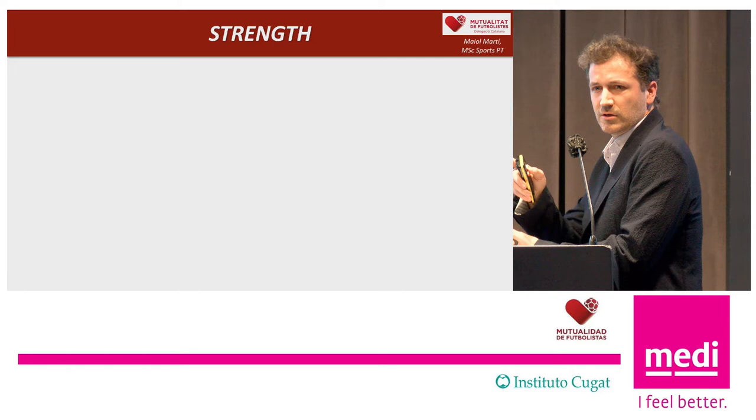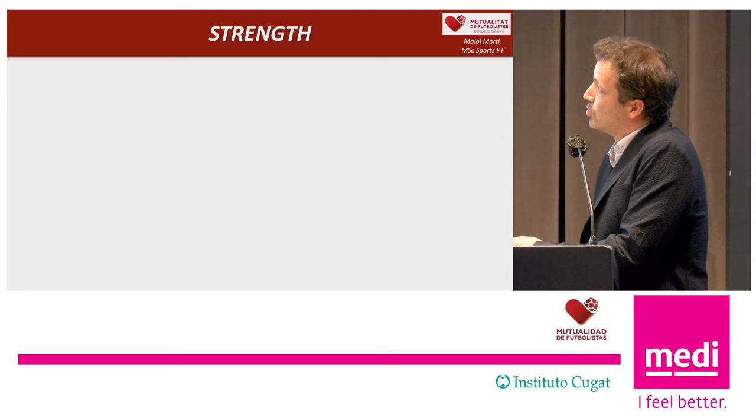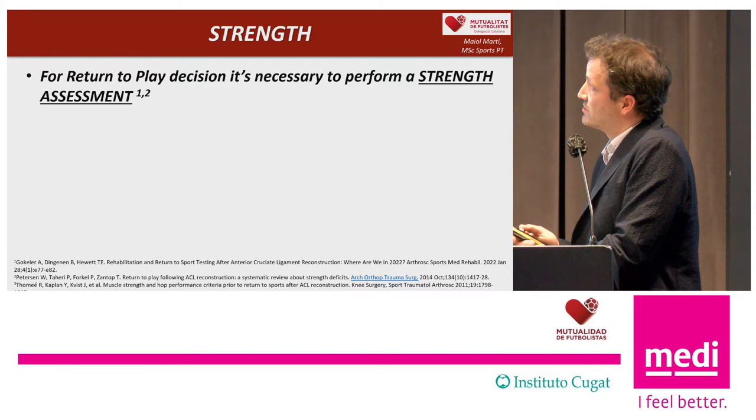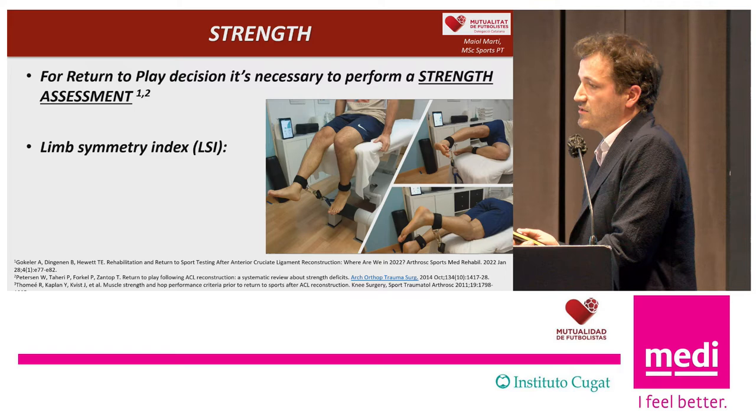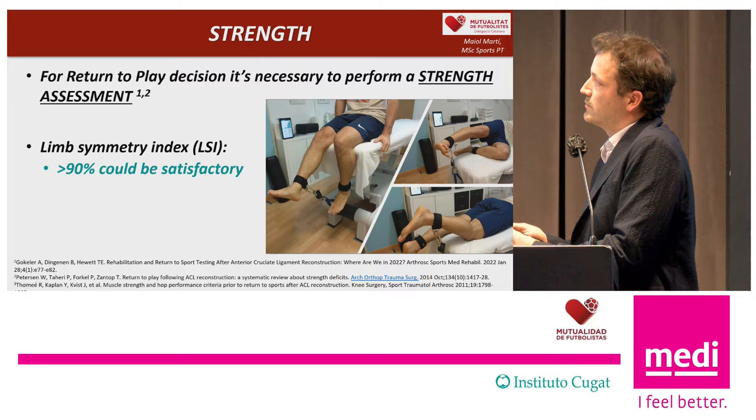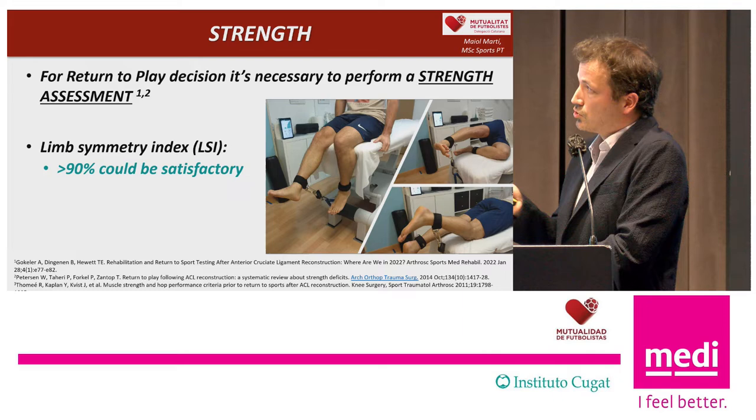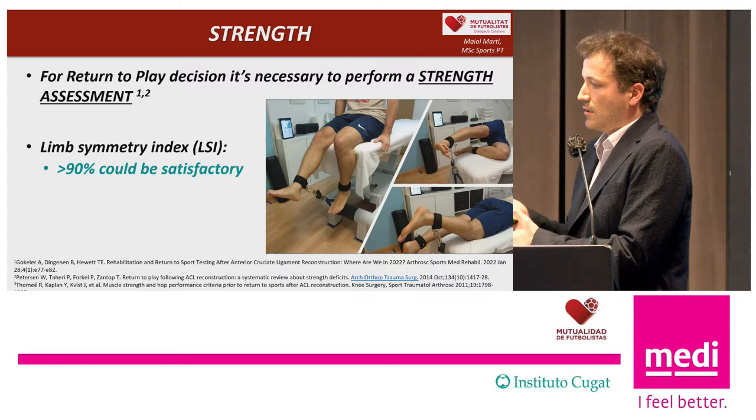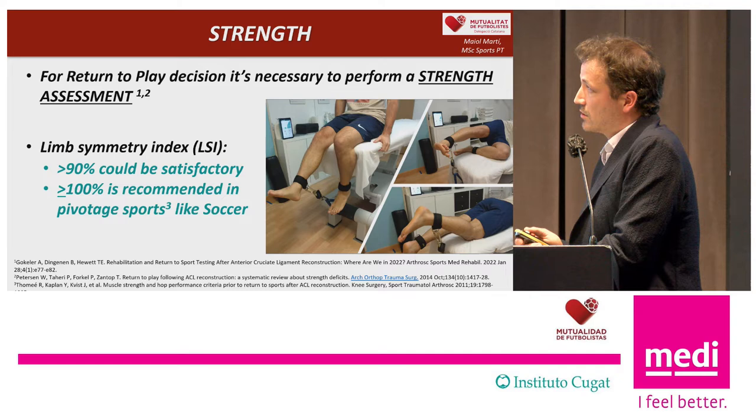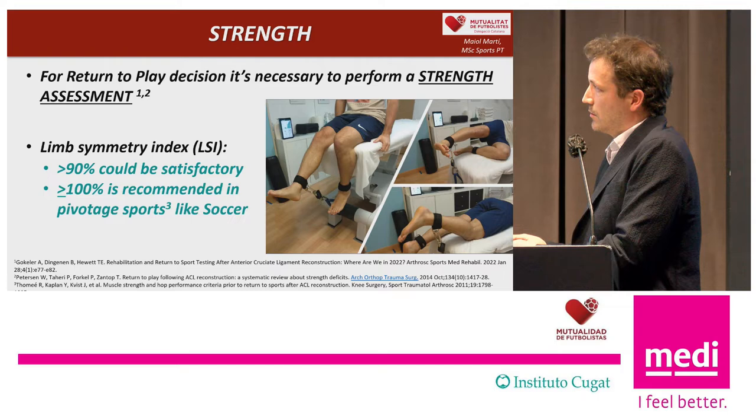As one colleague here, Elena, was talking about confidence. For strength, the literature says that for the return to play decision, it's necessary to perform a strength assessment. The limb symmetry index is an index we can take as a reference. For the injured leg, it could be satisfactory to have strength at 90% or more of the other, not injured, leg. But in a sport like soccer, it is recommended to be 100% or more.